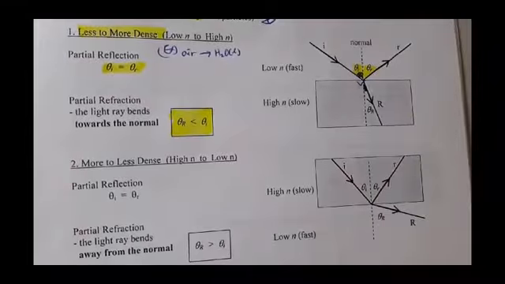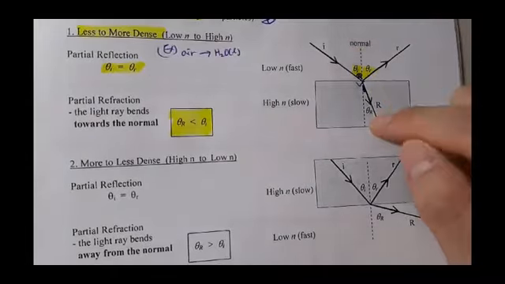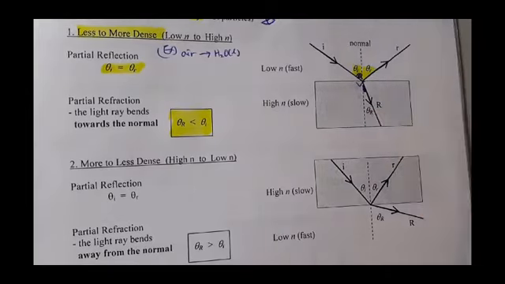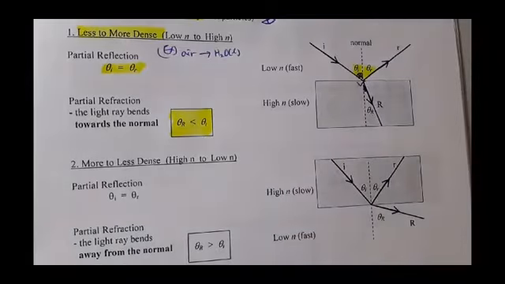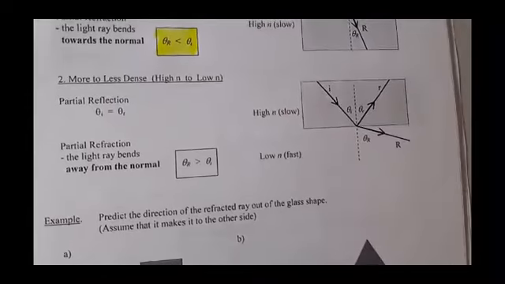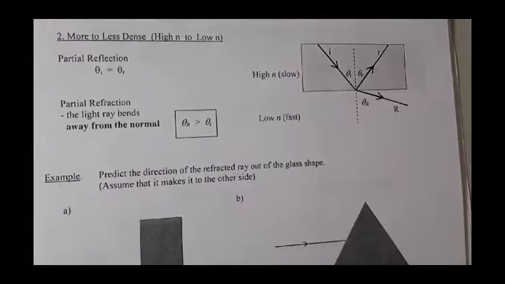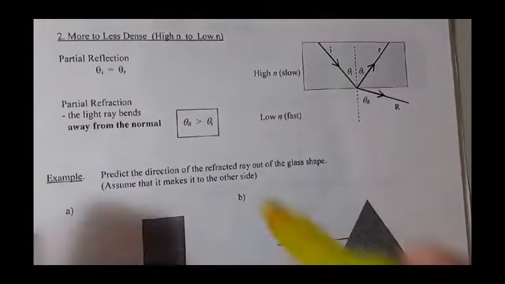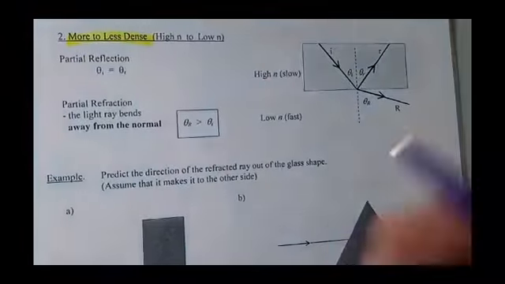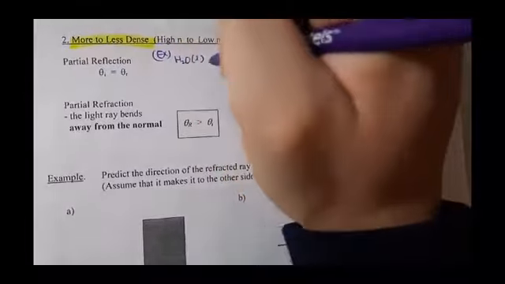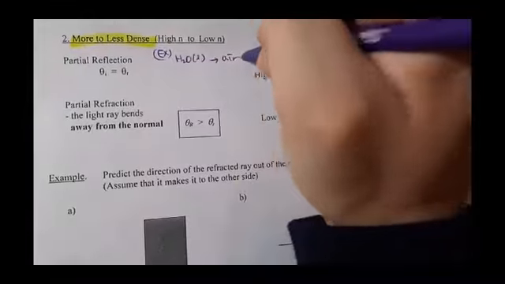This is one of the reasons why a ruler is needed, not so much a protractor, because we don't know these angles unless we use that mathematical formula again, like what we did. If you go to a second situation, now it's completely opposite: more to less dense. This is again a situation where you're shining something from water to air, something like that.